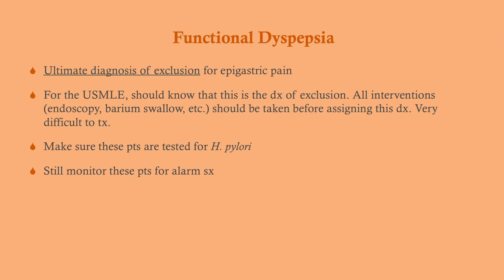You probably won't be tested on this. This is the ultimate diagnosis of exclusion for epigastric pain, so just know that. Usually with these patients, you've done a battery of exams, you've done upper endoscopy, you've done a barium swallow, maybe you've even done gastric emptying studies, everything comes back normal. This is really difficult to treat because we don't know what causes it.